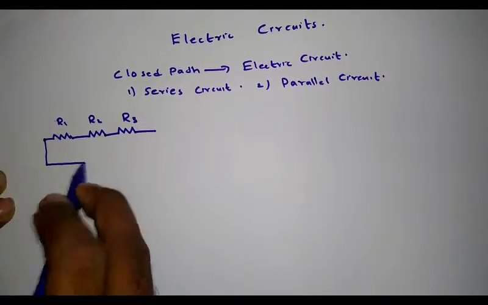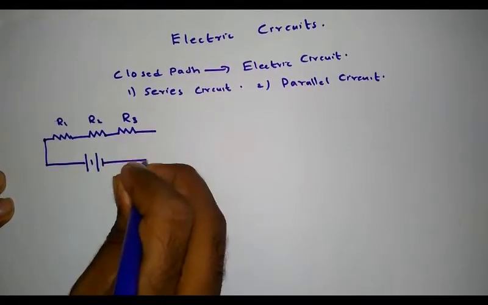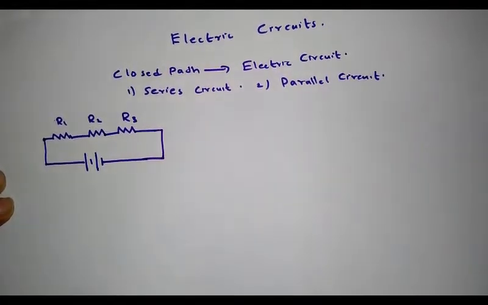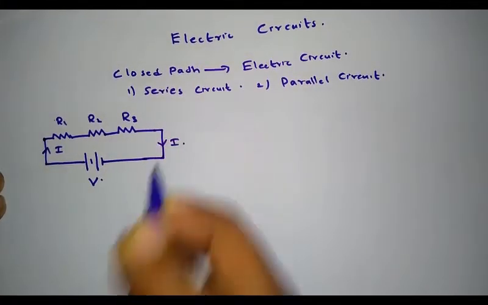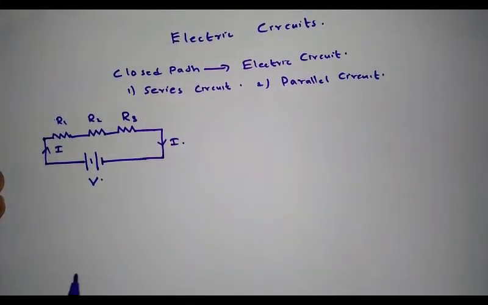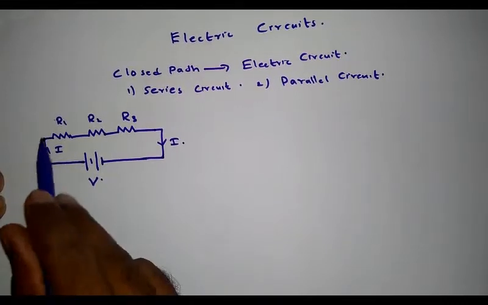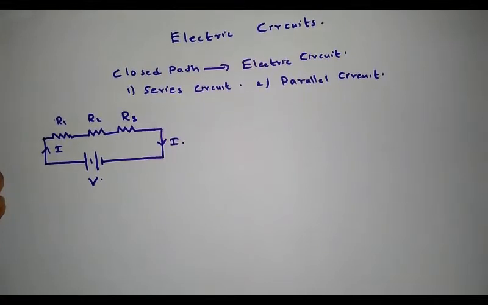When we provide an EMF source or a battery across it, this is a closed circuit consisting of a series combination of three resistors R1, R2 and R3. Let V be the voltage of the source applied. As we know, electric current will flow through the circuit. Let us assume the direction of electric current is clockwise. That is, electric current I flows through the circuit. Here there is only one closed path for electric current to flow. Therefore, in a series circuit, resistors are connected end to end so that there is only one closed path for electric current. This is an example of a series circuit.